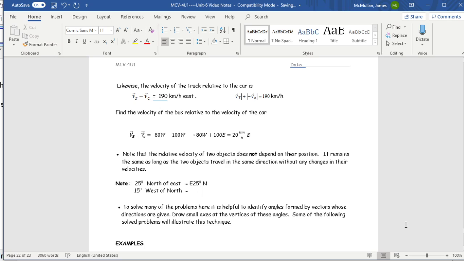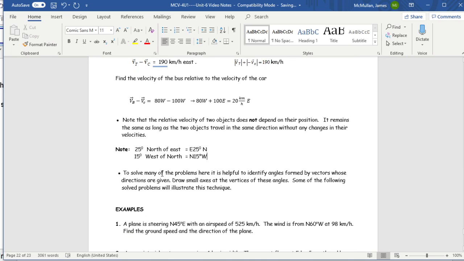Okay, so this is just a review of how to do a quadrant bearing. So 15 degrees west of north, you would say north 15 degrees west, right? You start at north and you go 15 degrees towards west. So again, it's helpful to identify angles whose directions are given.